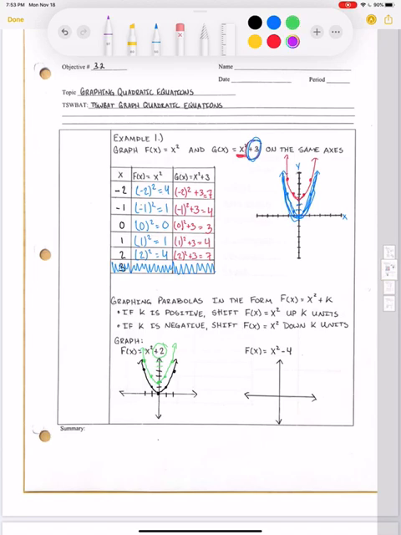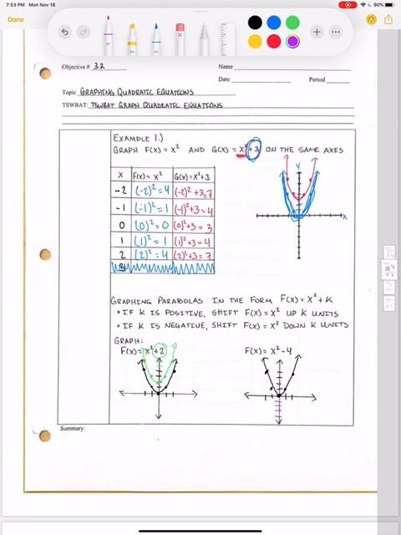If you look at our second example, we have f of x equals x squared minus 4. So again, we're going to start with our normal graph, which has points at (0, 0), (1, 1), (2, 4), (-1, 1), (-2, 4). And because we're being asked to take our f of x equals x squared and subtract 4, we're going to move everything down 4 units.